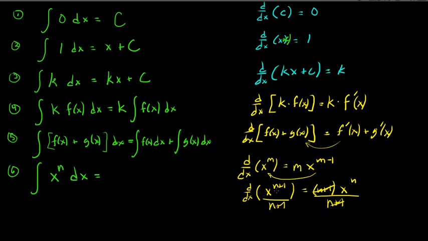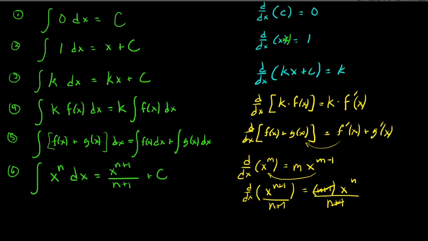So the derivative of x to the n plus 1 divided by n plus 1 is x to the n. And so the integral of x to the n is just going to be x to the n plus 1 divided by n plus 1, plus an arbitrary constant c. And you can check. If you take the derivative of this, as we did here, you just get x to the n.